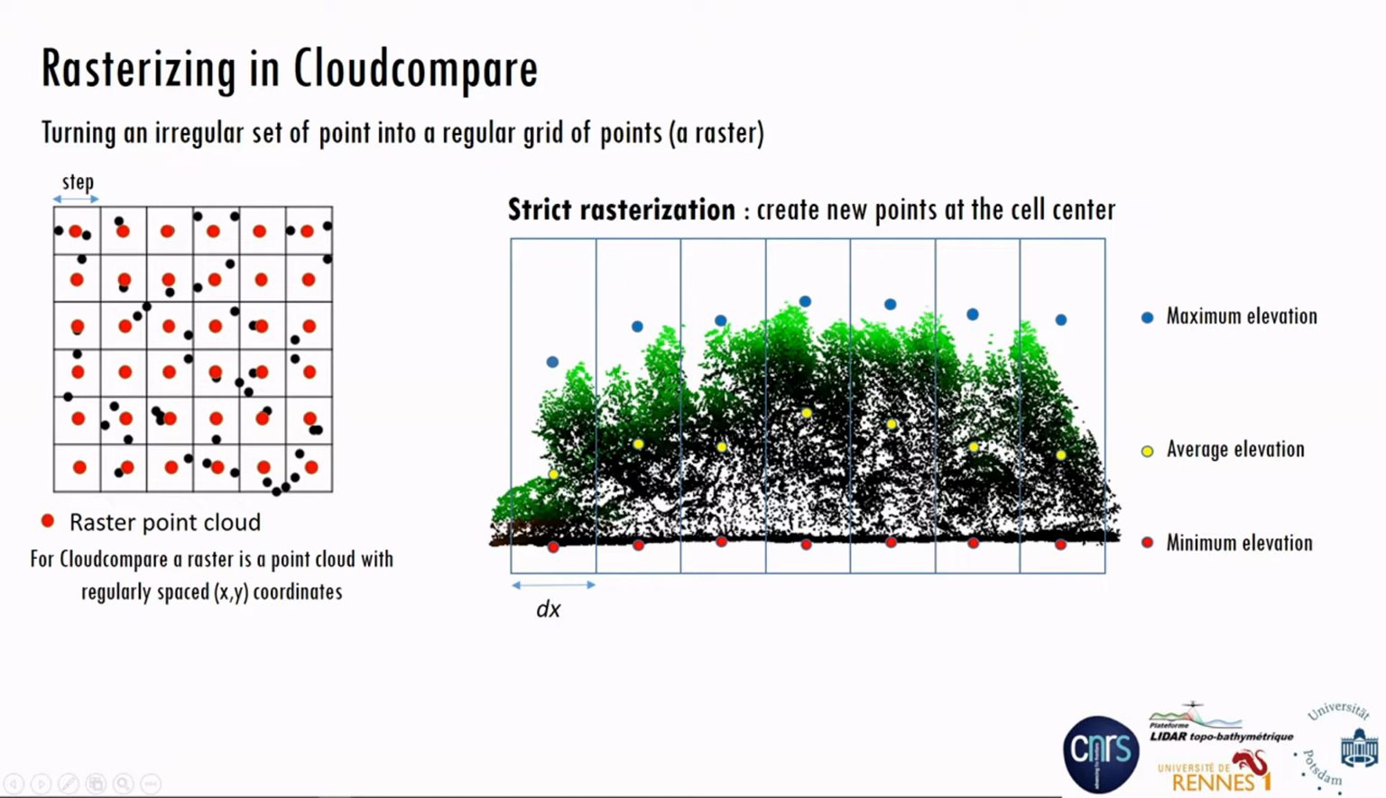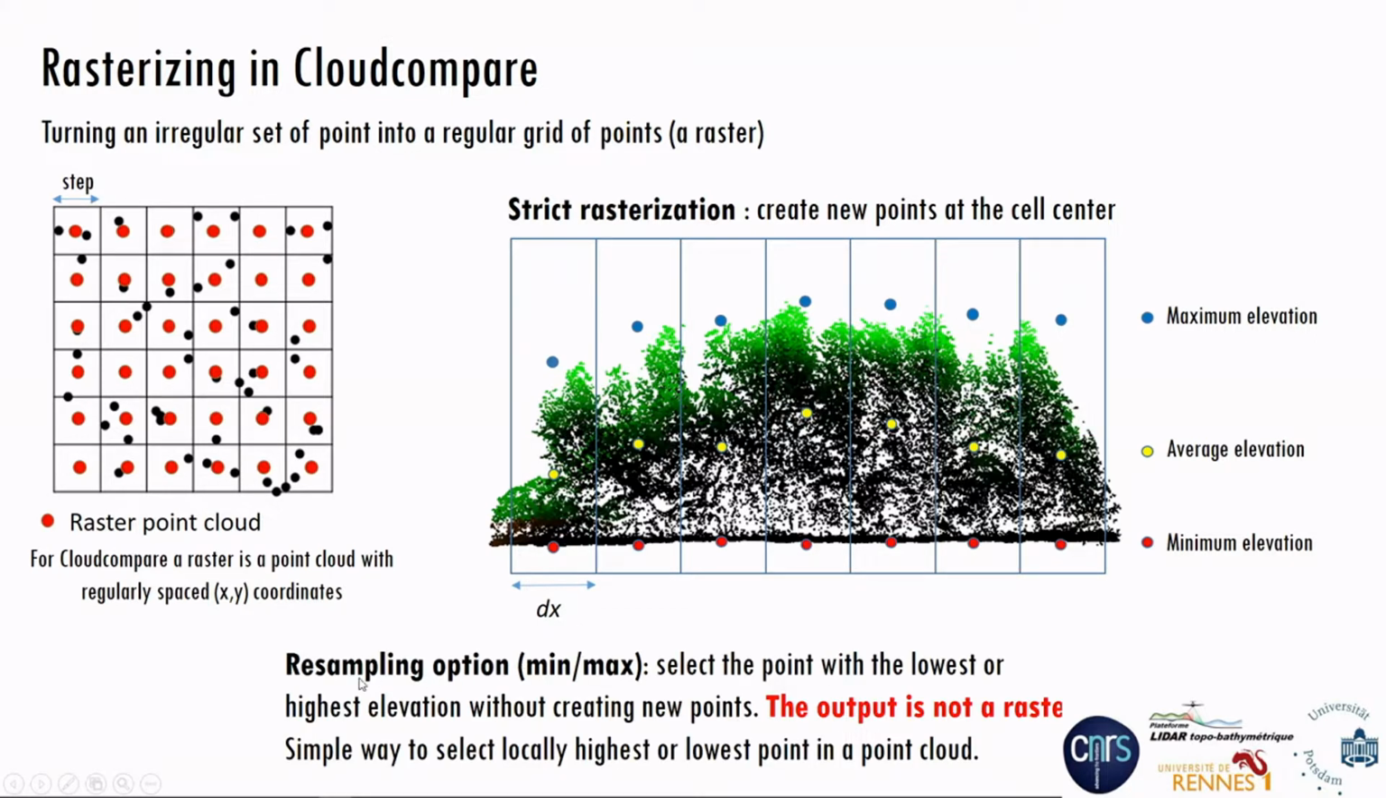If we look in cross-section at this point cloud, you can either select the minimum elevation, you take the minimum elevation of all the points and you apply it to the center of the cell. The same for the average elevation or the maximum elevation. You see here the maximum elevation point is this one, but the point will be created here.